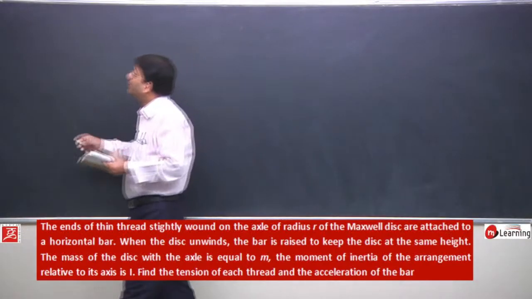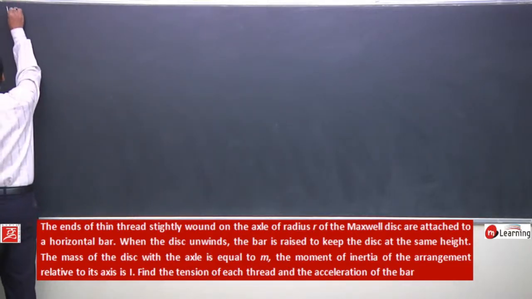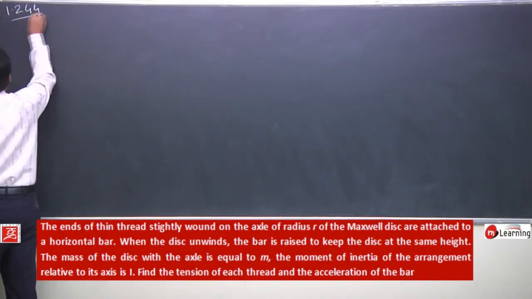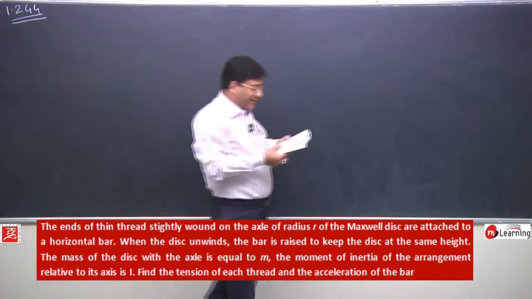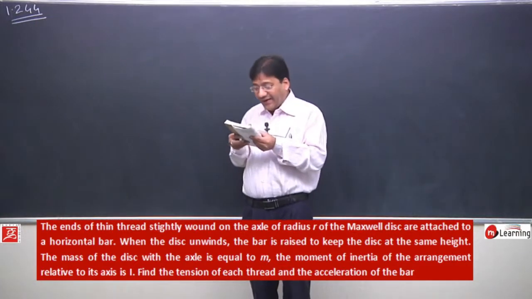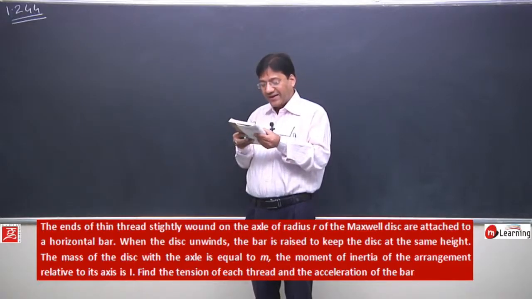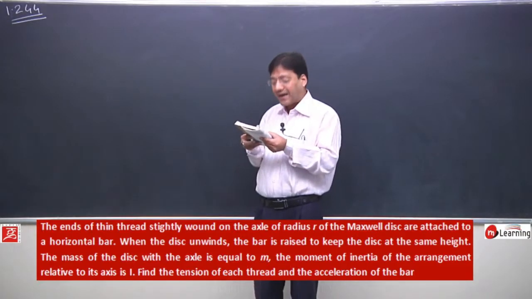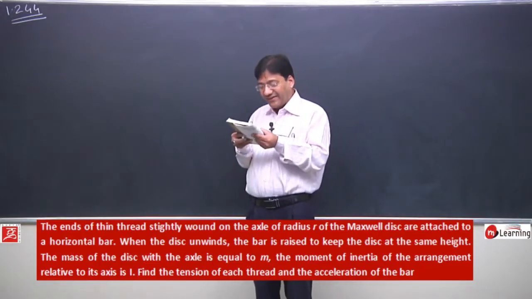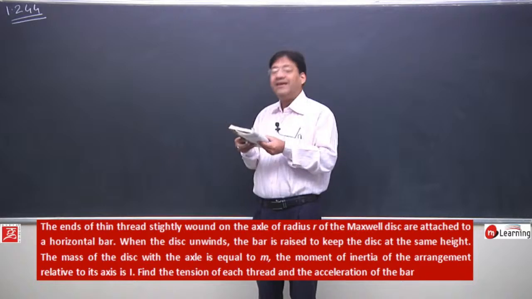Now I will solve problem number 1.244. Let's read the problem statement. The ends of thin threads tightly wound on the axle of radius r of a Maxwell disk are attached to a horizontal bar. When the disk unwinds, the bar is raised to keep the disk at the same height. The mass of the disk with the axle is equal to m, and the moment of inertia of the arrangement related to the axis is I. Find the tension in each thread and the acceleration of the bar.